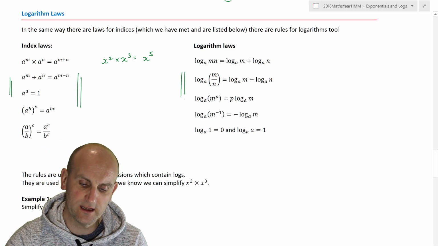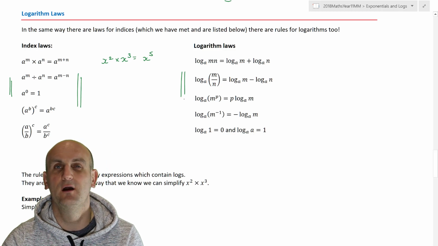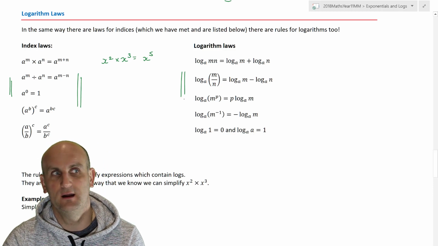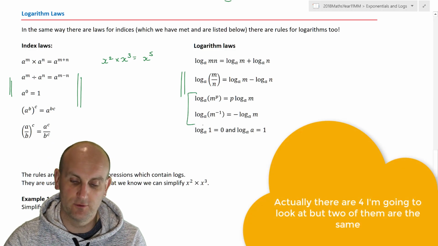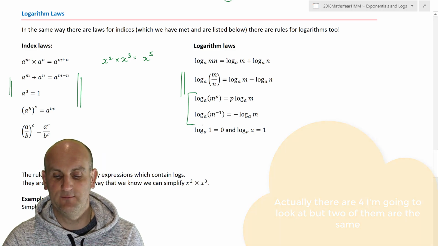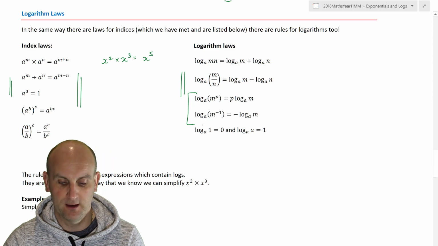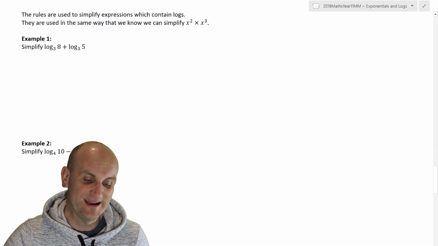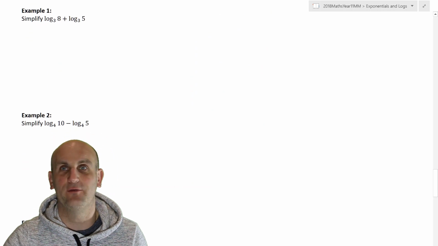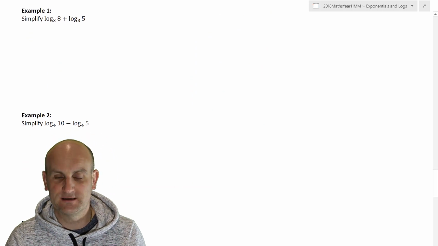Now, although it looks like there are 6 rules here, realistically there's only 3, because a couple of the rules are actually the same. So these rules here are exactly the same. They're just written in a different way. So what I'm going to do is go through them with examples to show you how they're used. And fingers crossed, we'll come back to the rules in a moment.